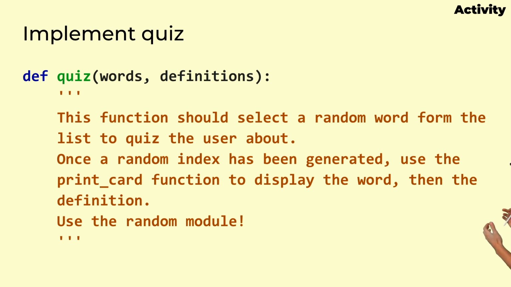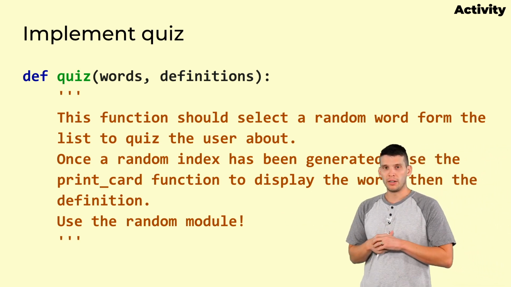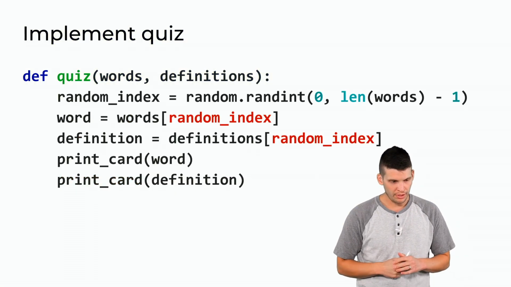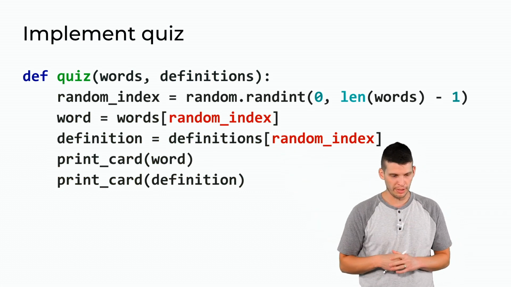So how do we do this? And particularly, you should use the random module to get this done. So how can we implement this? Here is one of multiple ways to do it.